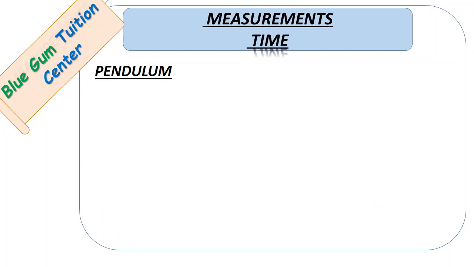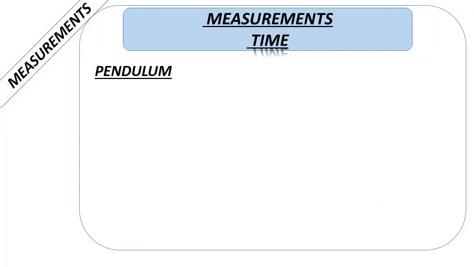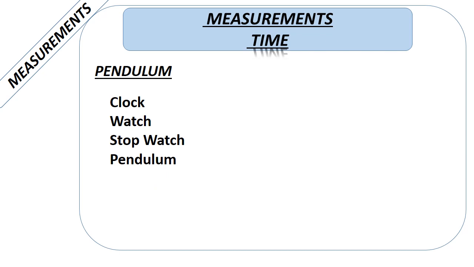So we can now take a look at time. We're going to start with one instrument that is used to measure time, and it's called the pendulum. Other instruments which I am sure you're familiar with include the clock, watch, stopwatch, and of course the pendulum that we're going to study. Of course, you're not familiar with the pendulum, I don't know why I included it here. But you are familiar with the clock, watch, and stopwatch. The pendulum is the one we're going to study.